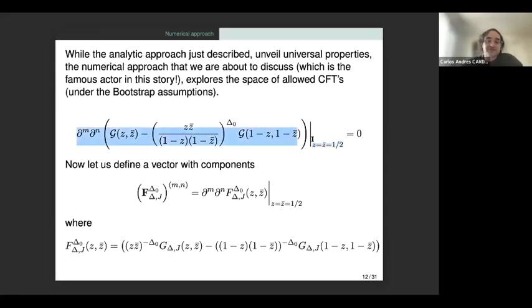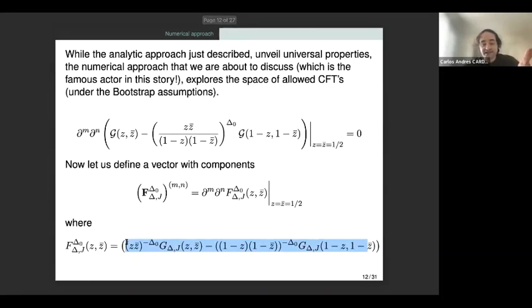And applying derivatives to this crossing equation means that you are making a Taylor expansion of this thing. So the formal way to solve these constraints with derivatives is that you define a vector whose components are the derivatives. So these m and n are labeling the components of the vector, and they are just the number of derivatives. And this capital F is nothing but the crossing equation, just written in a more symmetric form.